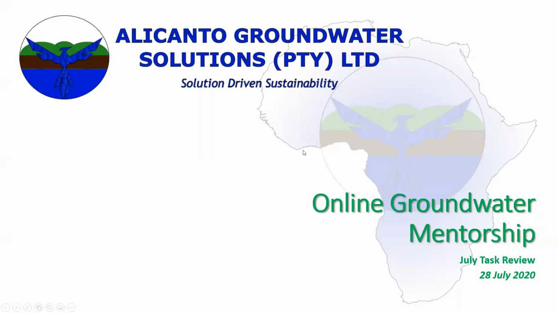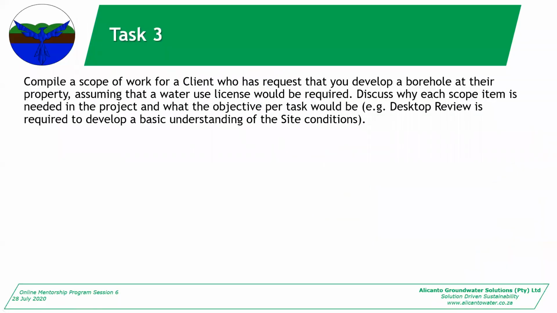Okay, so to go through task 3 for the July task, I asked you to compile a scope of work for a client who has requested that you develop a borehole at their property, assuming that a water use license would be required for this borehole. Discuss why each scope item is needed in the project and what the objective per task would be. For example, your desktop review is required to develop a basic understanding of the site conditions.